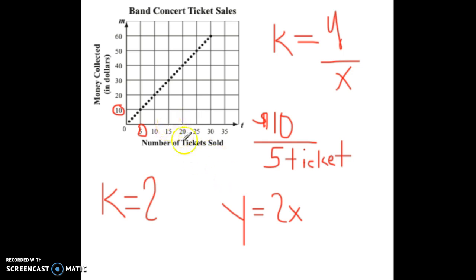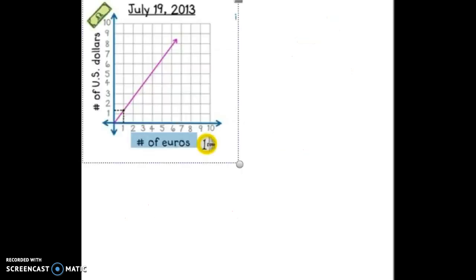So if we go to 15 and put that in here, 15 times 2 should end up being 30. And that's exactly where we're at. Okay, let's look at another example just to make sure. Now know you can do this from just about anything. You don't have to do it just from a graph. You can do it from a table. Really doesn't matter.